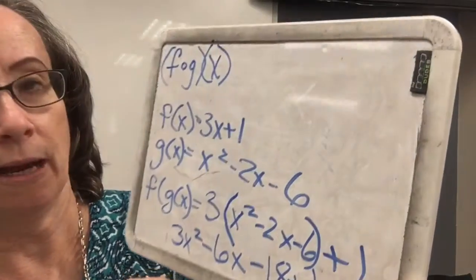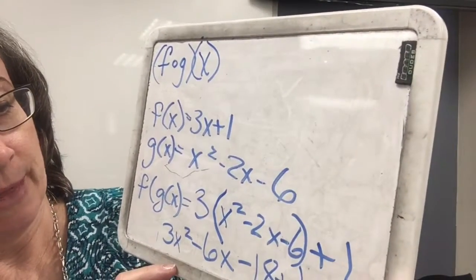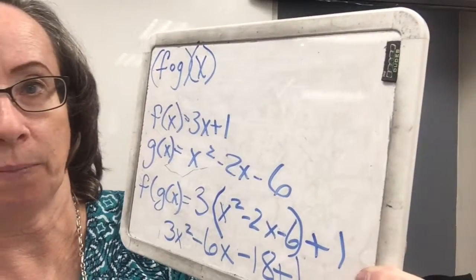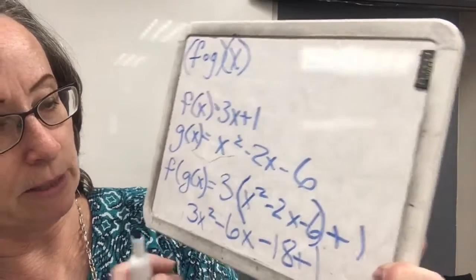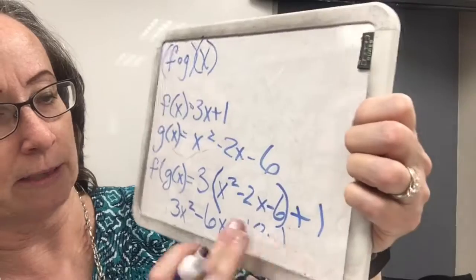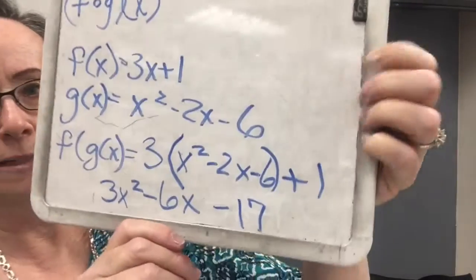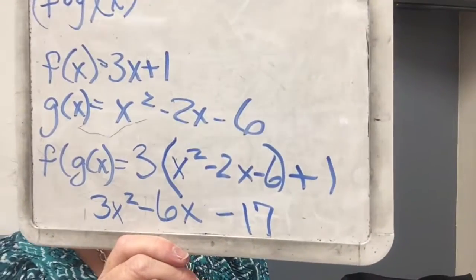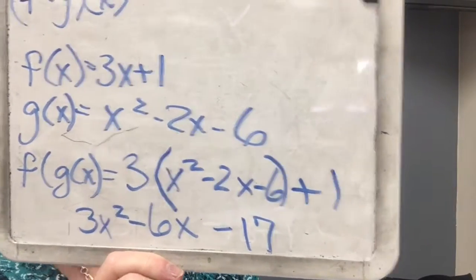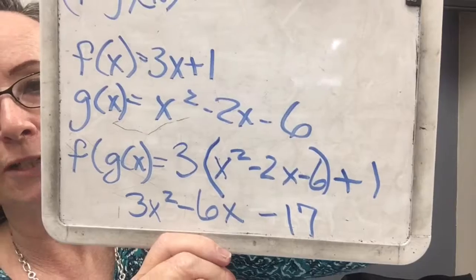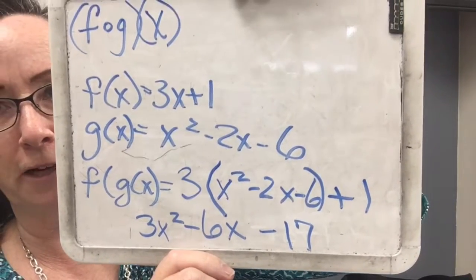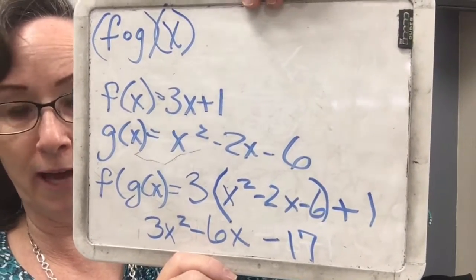Okay, so now the minus 18 plus the 1 is going to become a minus 17 altogether. So let's put that together. So that is the function f of g of x. All right, so now just for kicks, let's do the function g of f of x.